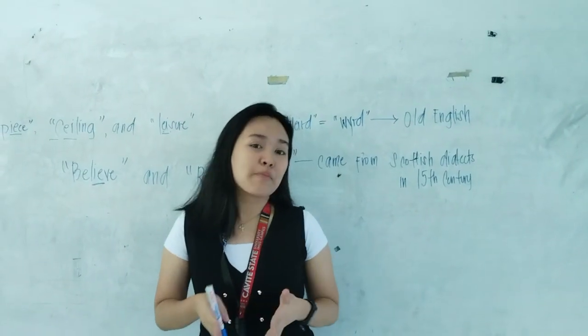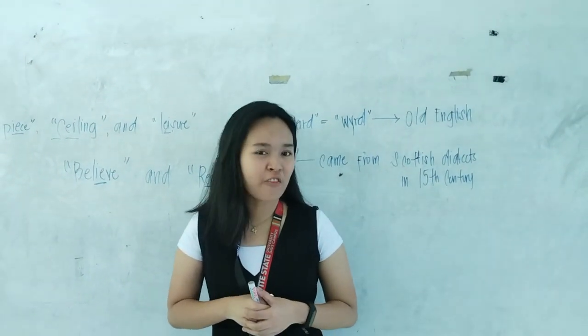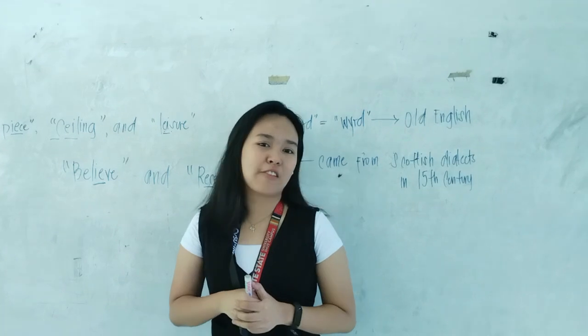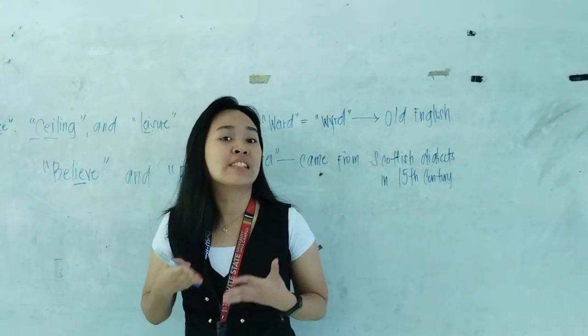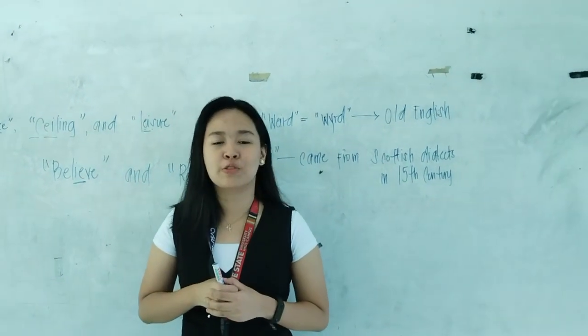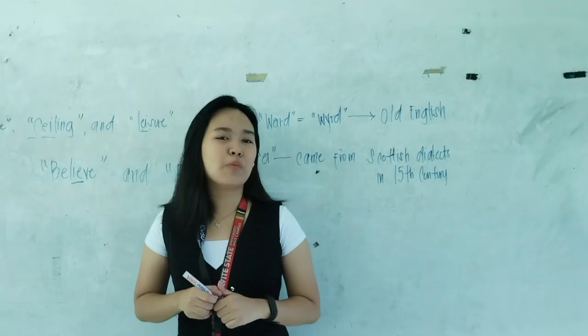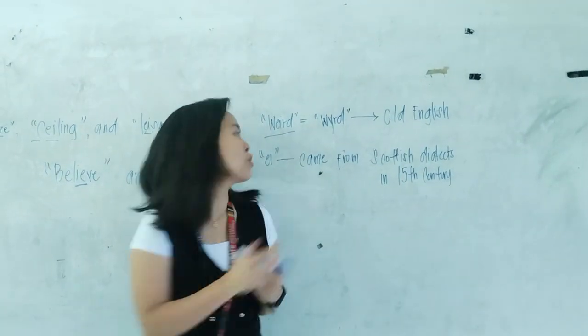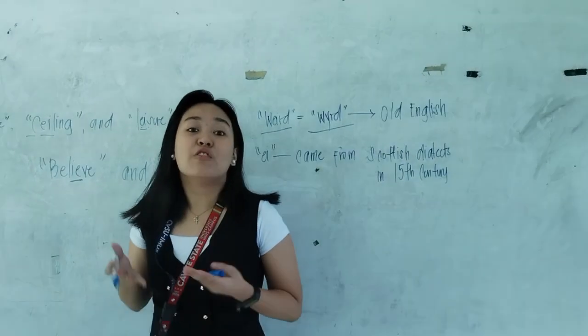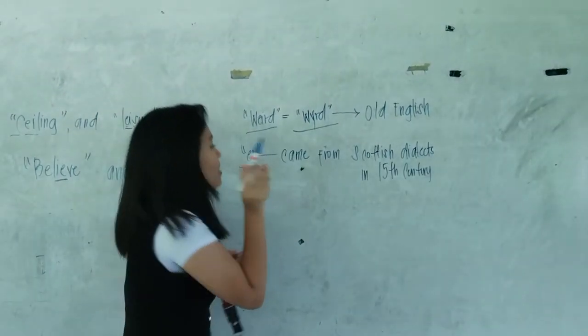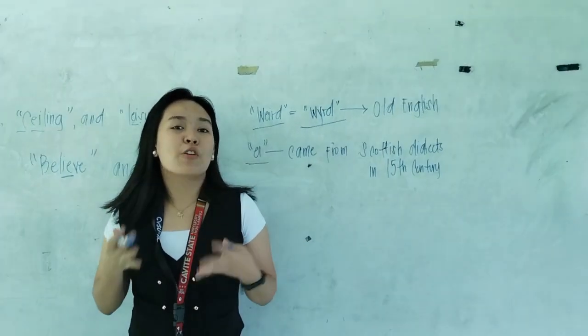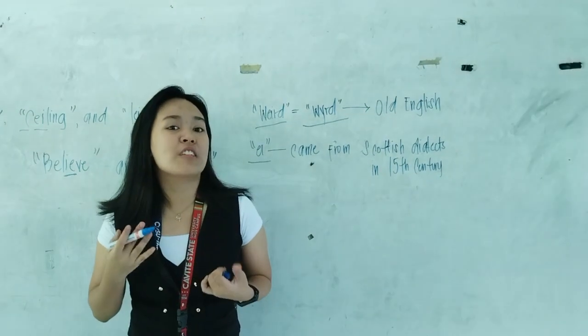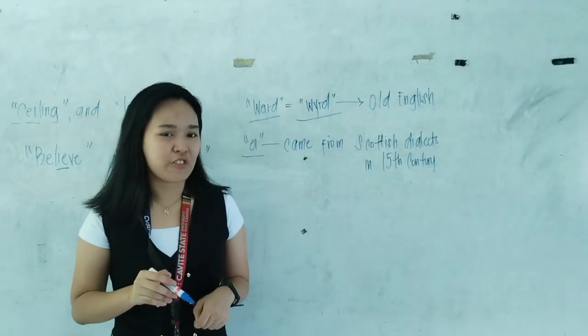These exceptions happen because of the complex history of English spelling and pronunciation. In other words, they exist and must be memorized or learned through exposure. For example, the word weird comes from Old English wyrd, meaning fate, and the EI came from or was influenced by Scottish dialects in the 15th century.